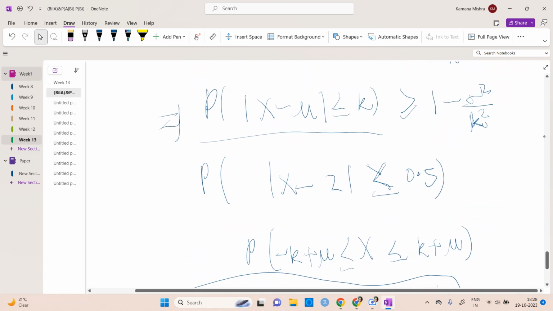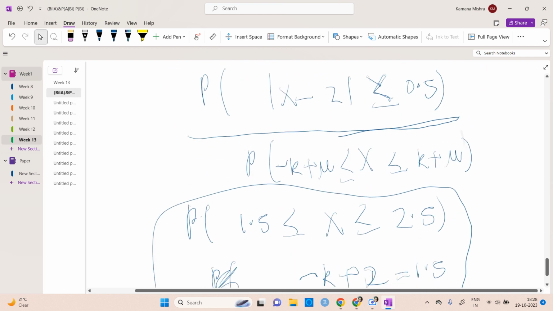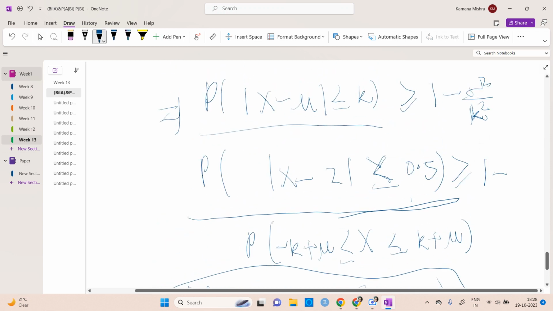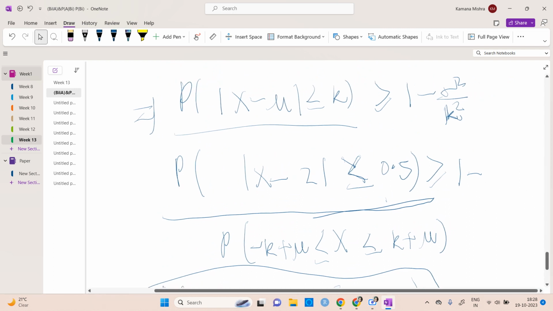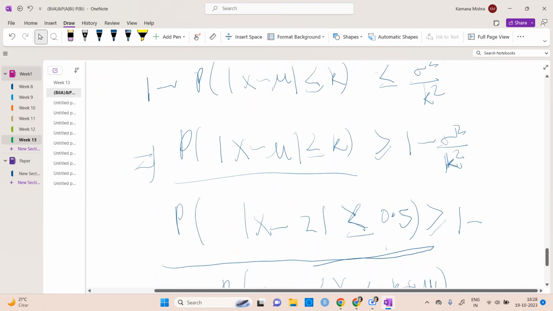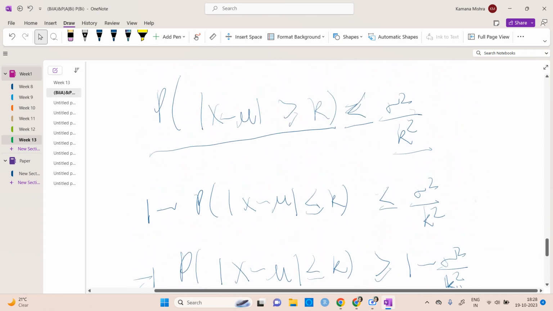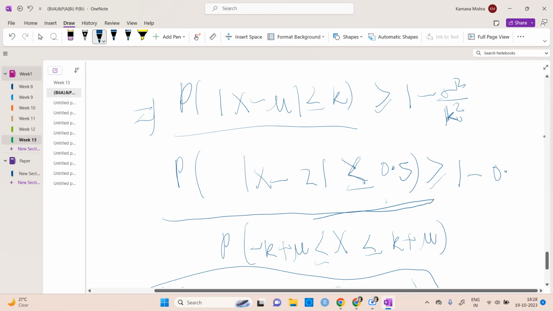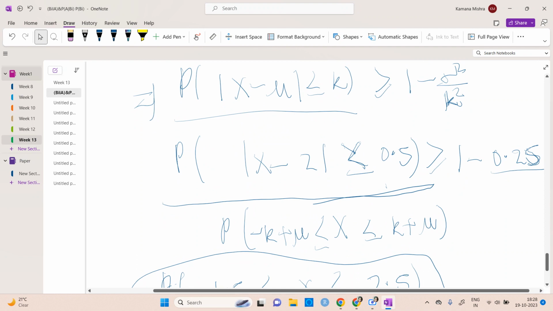And if not, then basically you want to find this thing, and you can write it like this. Now you know the minimum probability is 1 minus sigma square upon k square. Now we know sigma is 0.5, so sigma square would be 0.25, and k is also 0.5 that we are taking here, so k square would also be 0.25. So it is greater than or equal to 1, that means it would be simply 1, right?